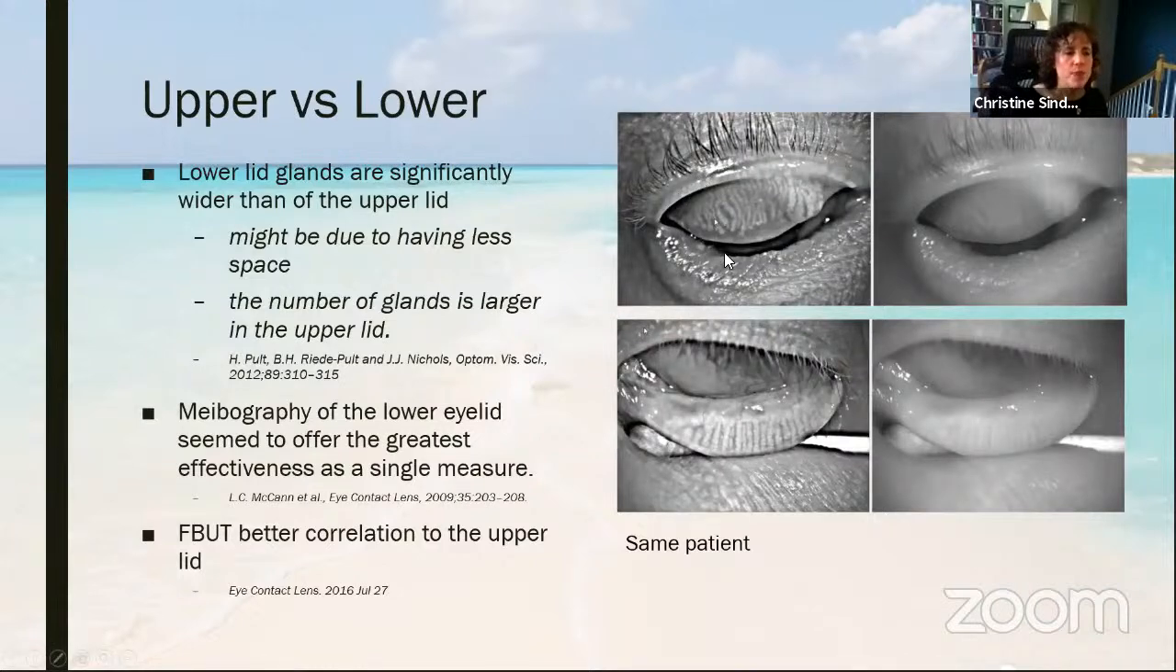When we think about this upper versus the lower, as I mentioned earlier, we really don't know which has a greater impact on the ocular surface. So there are some studies out there. It is harder to flip the upper eyelid. So there are some studies out there that say just flipping that lower eyelid is just fine. You don't have to look at the upper ones. And there are some studies that say, no, you have to look at that upper one because that indicates more tear film stability than the lower one. I look at both.